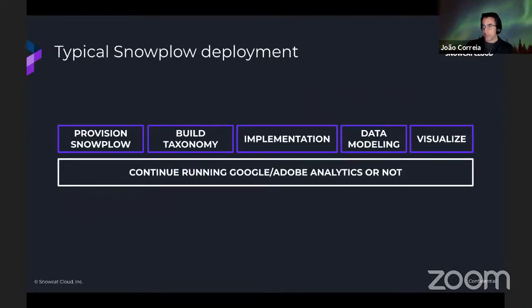In a typical Snowplow deployment, you provision Snowplow, you build the taxonomy of the business. If you're selling cars, you want to make sure you're tracking the car brands and all of that, and create schemas. You go into implementation, data modeling and visualization, and you can opt to continue running whatever you're running to serve marketing and have Snowplow to inform, for example, real-time collection, to inform the products, or to empower your data scientists. It's okay to run both at the same time.